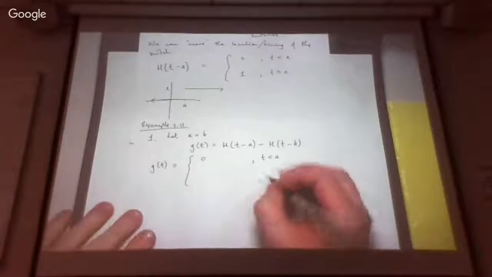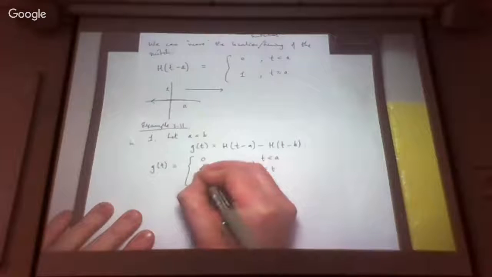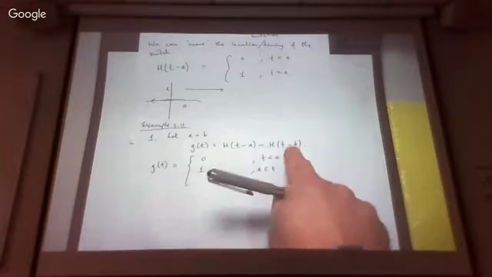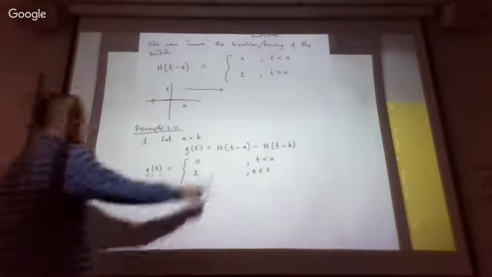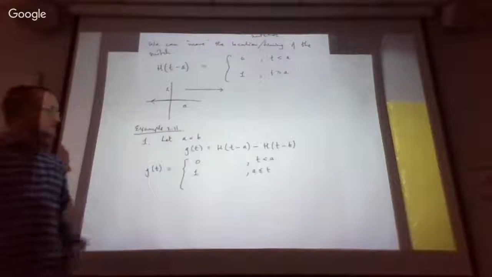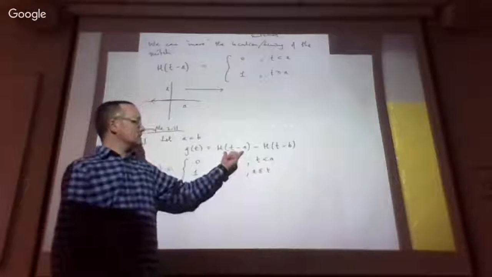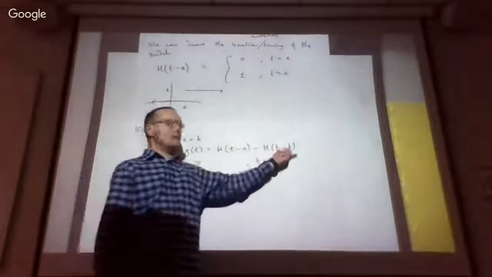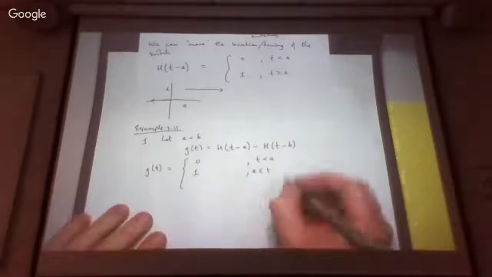So when you get past a, the first Heaviside switches on, and the second one is still switched off because you haven't got to b yet. Minus 0, in other words, it's 1. And that remains the case until you get to b. So until you get to b, this h is switched on and that one is still switched off, so you still always have the value 1, up until you get to b.